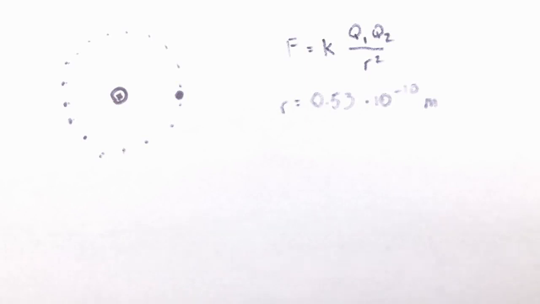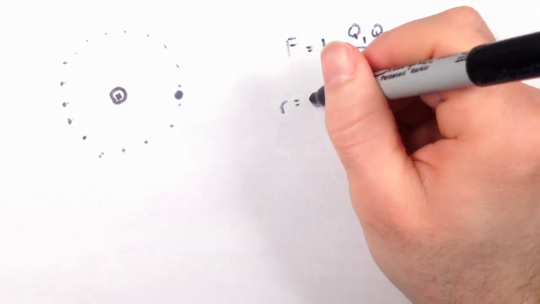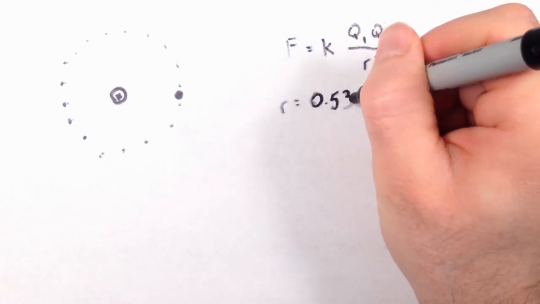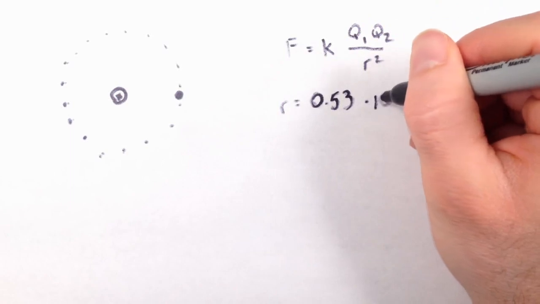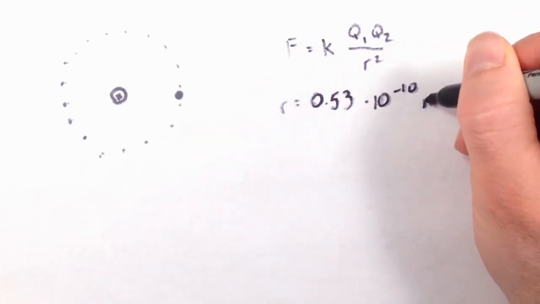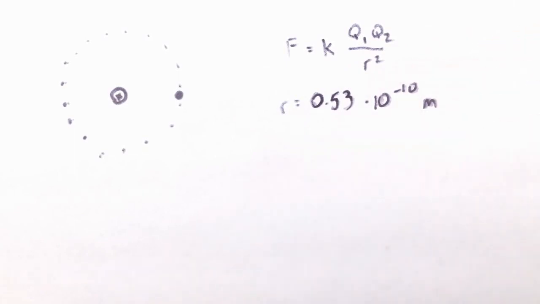So I just noticed, I'm copying this off of an example, that this number is not in proper scientific notation. Shame. Anyway, so that's the radius of a hydrogen atom, 0.53 times 10 to the negative 10th meters.